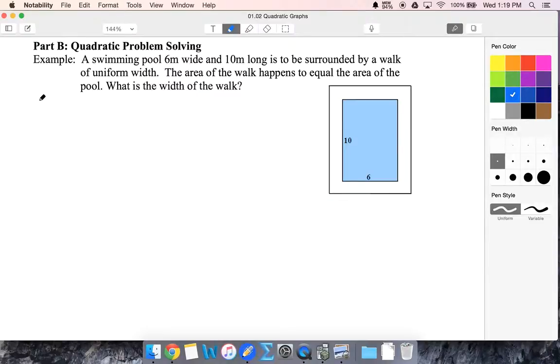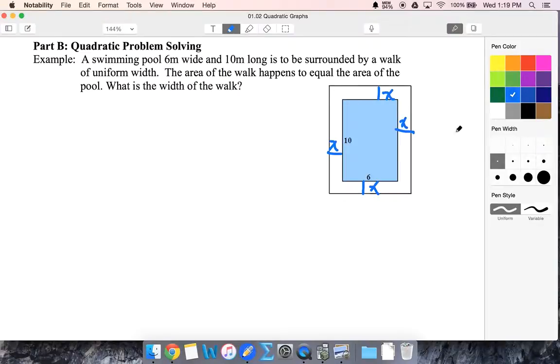We've got a swimming pool 6 meters wide, 10 meters long, surrounded by a walkway of uniform width. So here's my walkway. Uniform width means that this length is the same as this length. I'm going to call those lengths x because we haven't been told the width. And of course it's uniform, so down here is also x, and over here also x. The area of the walk happens to equal the area of the pool.